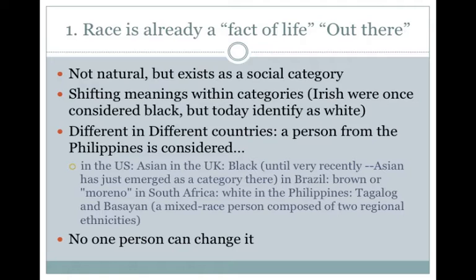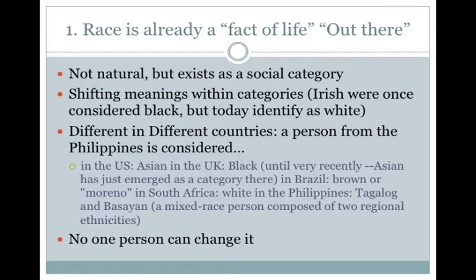Another note is that race is not necessarily static, but rather it shifts meaning over time and within different contexts. For example, in the United States, Irish were once considered black when they first immigrated in the late 1800s, and then slowly over time they became white. So this sort of social construction is very interesting because it can change or shift over time. Nothing necessarily has to stay the same.